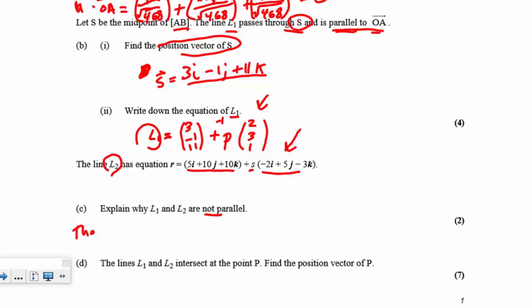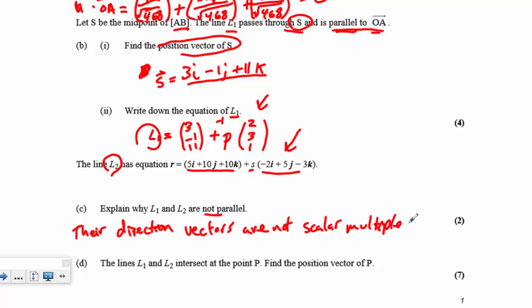Their direction vectors are not scalar multiples of each other. And because of that, they cannot be parallel. They have to intersect at some point. Alright.